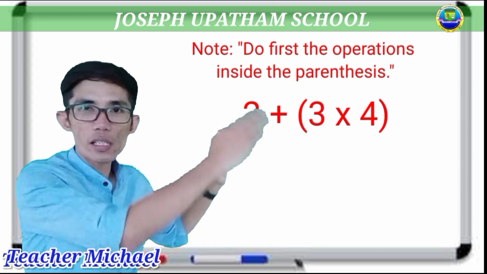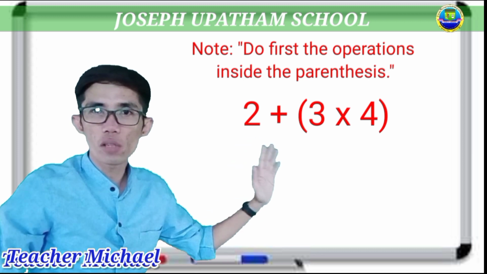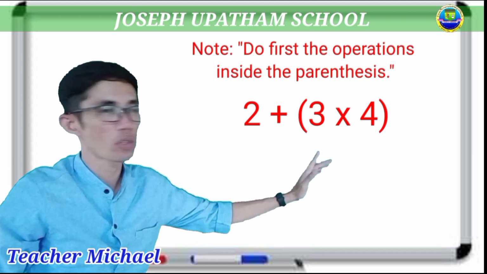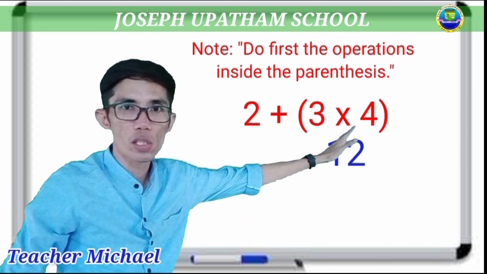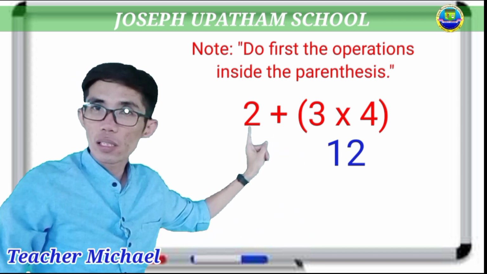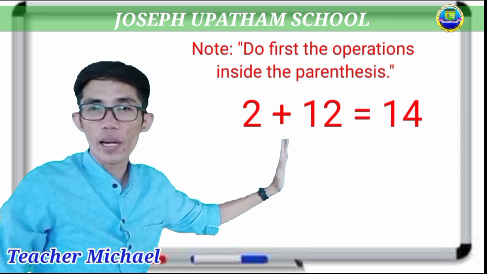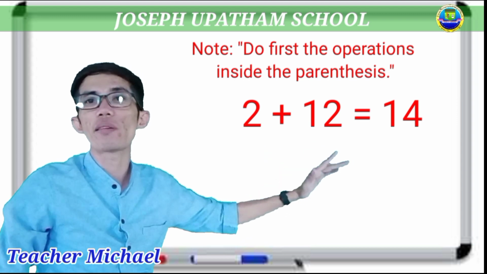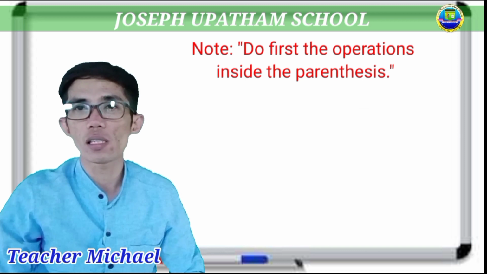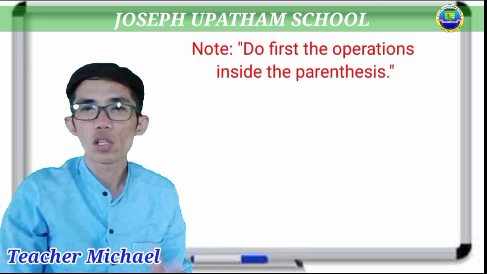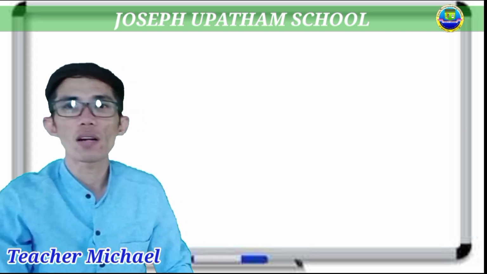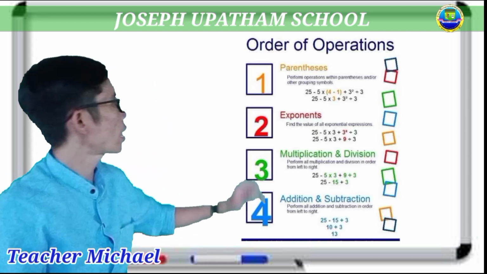3 times 4 is inside the parenthesis. So you need first to do the operation inside the parenthesis, which is multiplication. You need to multiply 3 times 4, which is 12. Then after that is the time that you can add 2. 12 plus 2, the final answer is 14. So if there is a parenthesis in a given mathematical problem, you need first to do the operation inside the parenthesis. Now let us proceed to letter E.